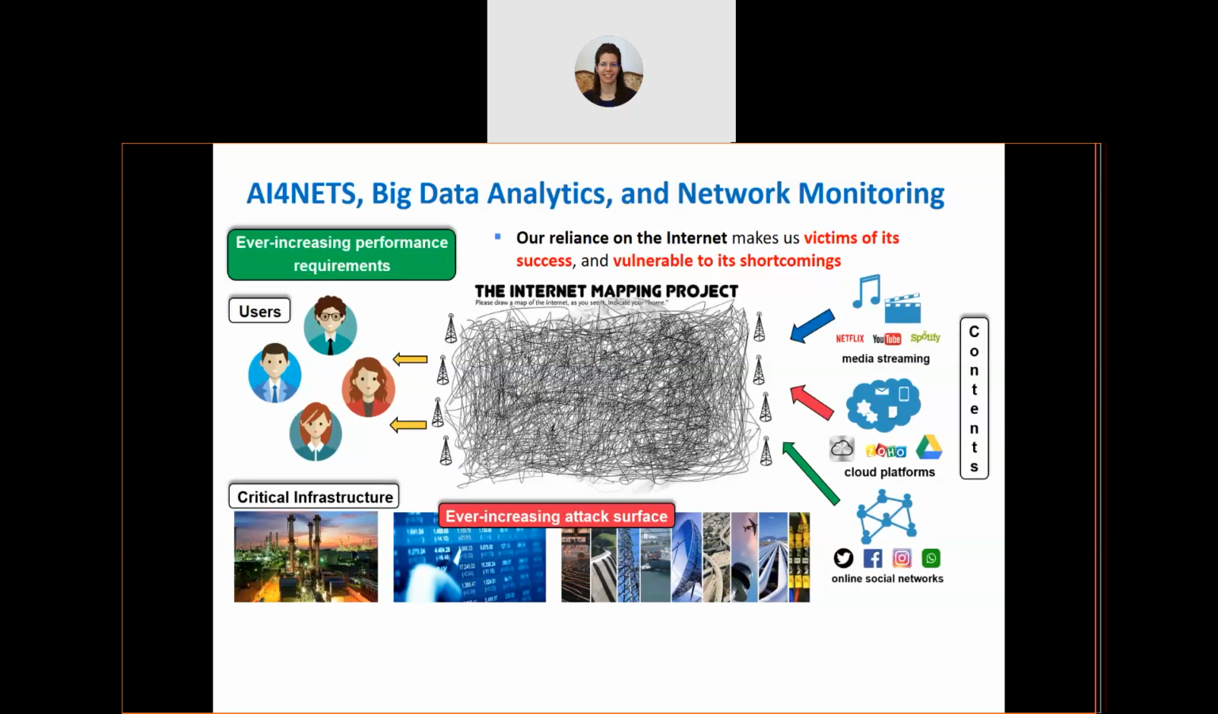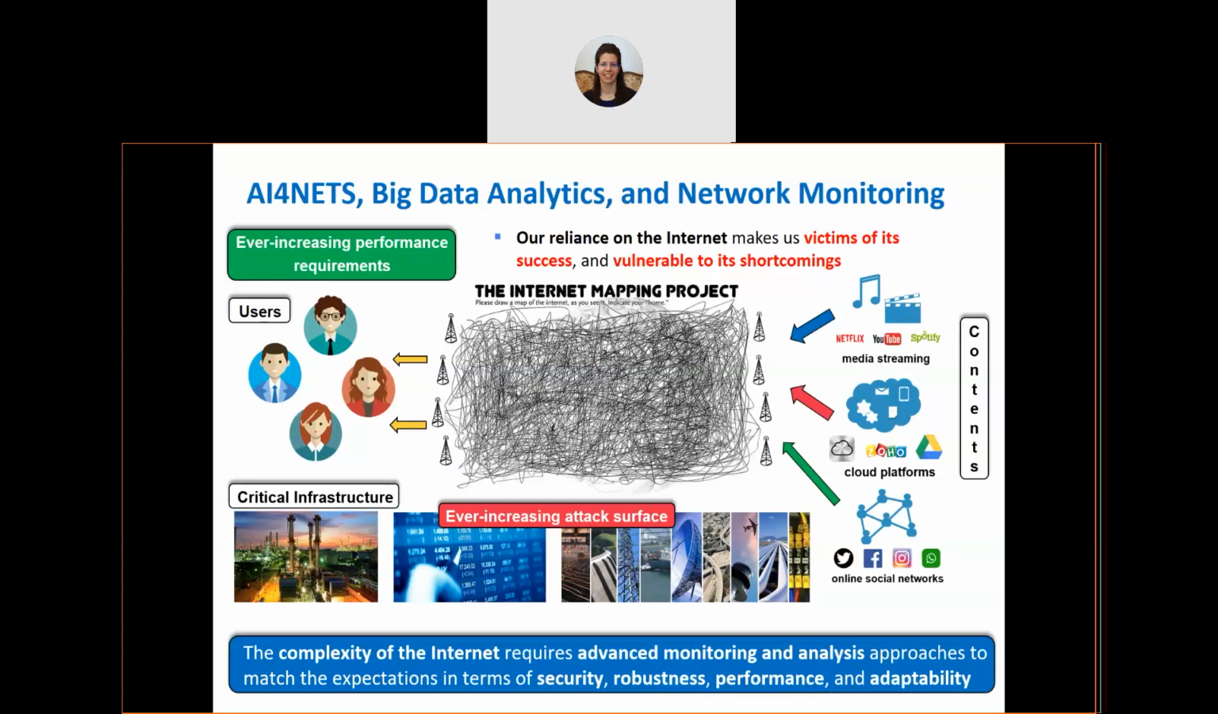And it's exactly this. It's a big complex system. It's a tangle that, even though you might understand the protocols and how they work, when you put them together, it's very difficult to understand what's going on. So, just to conclude from this part, the complexity of large-scale networks requires that we use much more advanced analytics to understand what's going on in order to match the expectations that we want from the network, especially in terms of security, robustness, performance, and adaptability.